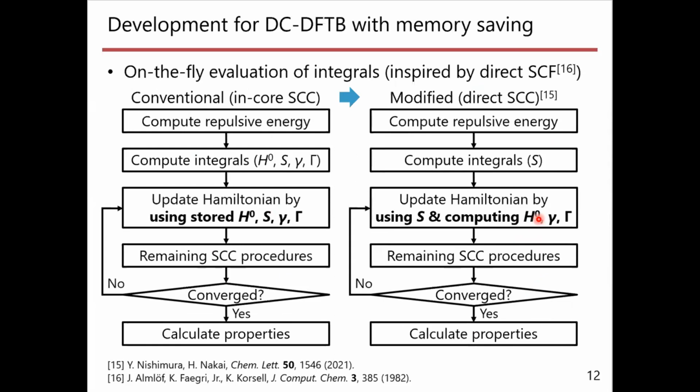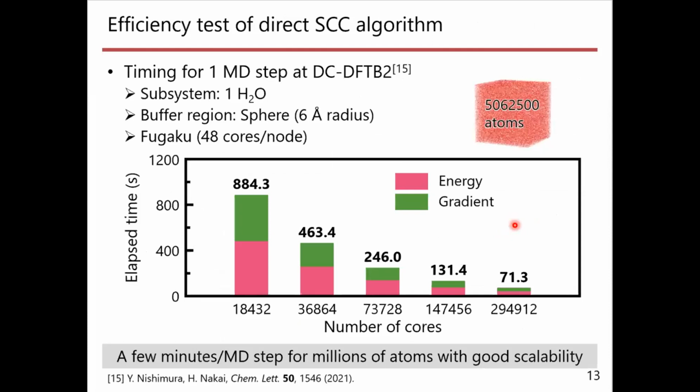To enhance the memory saving, we recently developed the direct SCC algorithms. In these algorithms, similar to the direct SCF that recalculates the necessary integrals in each SCF iteration, the necessary charge-charge interaction functions are calculated on the fly in each SCC iteration. Moreover, the charge-independent Hamiltonian, denoted as H0 in this slide, is added to the quantities to be recalculated in order to further reduce the memory requirements. We noticed that this modification does not increase the overhead significantly, as the DFTB method relies on table lookup for this kind of charge-independent Hamiltonian calculation.